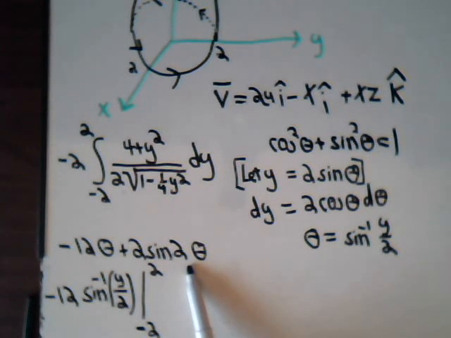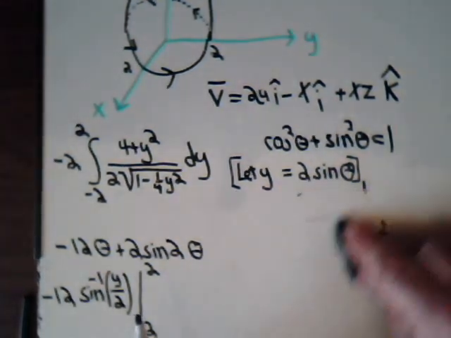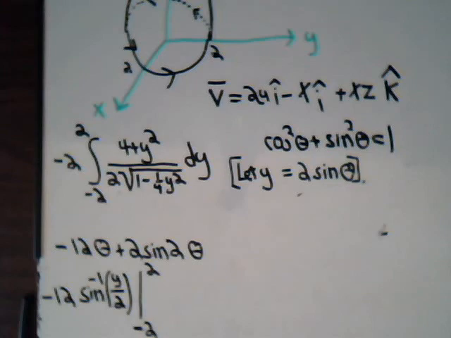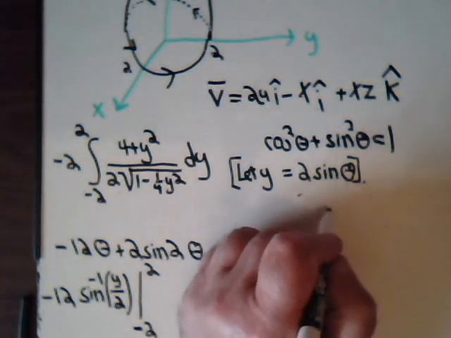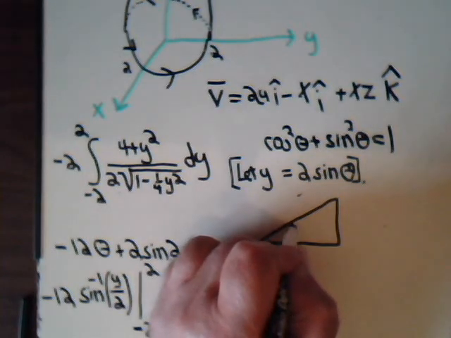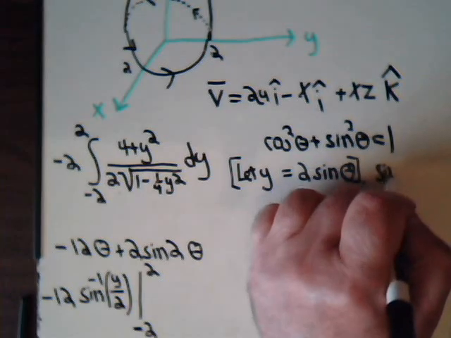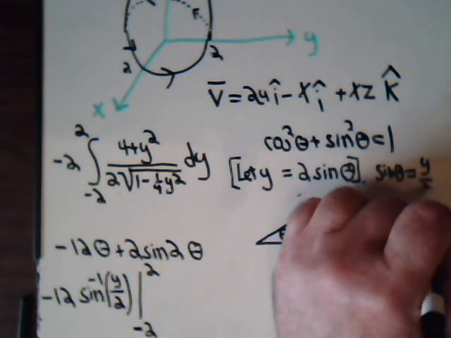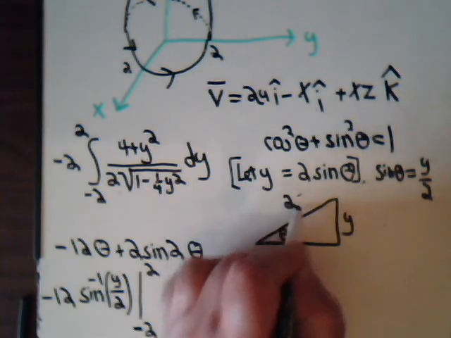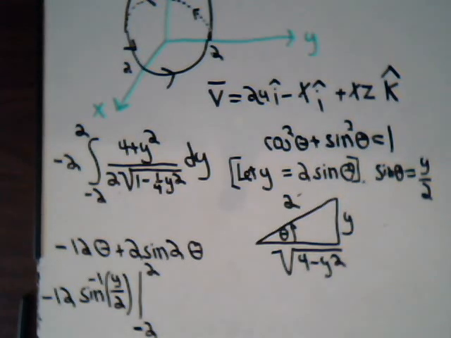Now here's where it's useful to draw a triangle. Let's go to here. We know what theta is now. We don't need this anymore. So the sine of theta equals y over 2. So we draw a triangle like this. This is theta. The sine of theta equals y over 2, which is the side opposite divided by the hypotenuse. So this side here is the square root of 4 minus y squared.